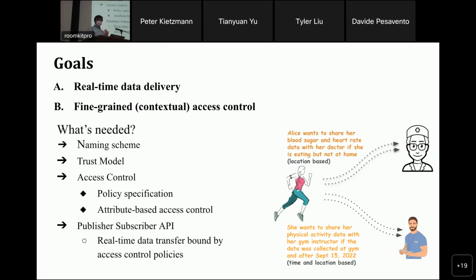So to achieve this goal, what do we need? First, we need a better naming scheme for how the data and the streams produced by the participants are named, so that we can enforce access control policies based on those names. We need a better trust model so that the parties involved in the system can trust each other to share and access data. And we need access control policies so that they can tell who can access the data and how. We also need attribute-based access control, which will provide this contextual access control. And finally, we need a publisher-subscriber system so that data can be sent in real time.